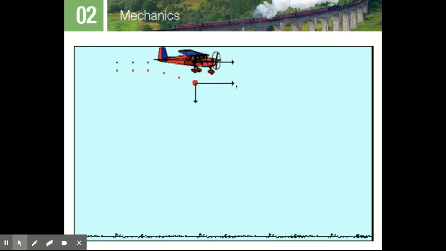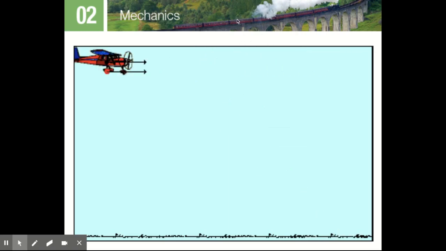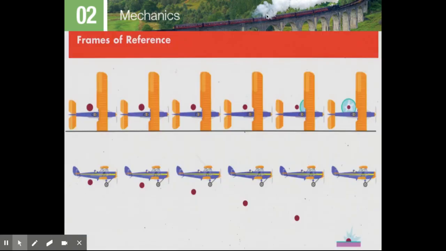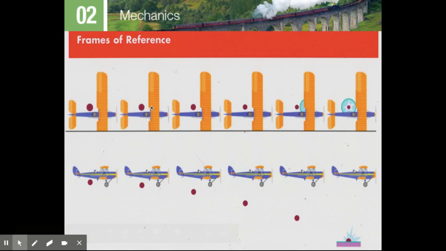The funny thing is, if you look at the object from, let's say we were in a spacecraft above the plane, it would look like this. So this is what it looks like, right? This is what we just talked about, hitting the target. But if you were in the plane, that's what the bomb looks like to you, or what the care package looks like to you. It looks like it's falling straight down.